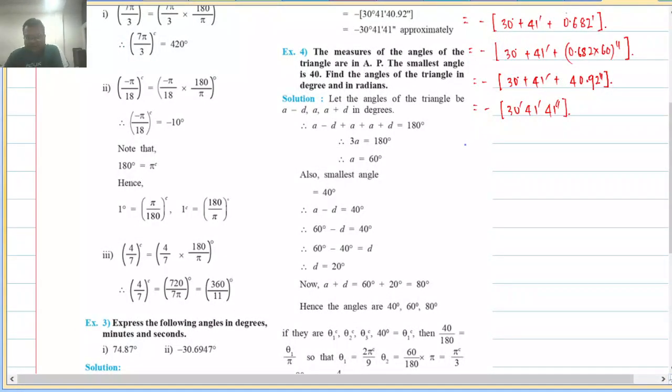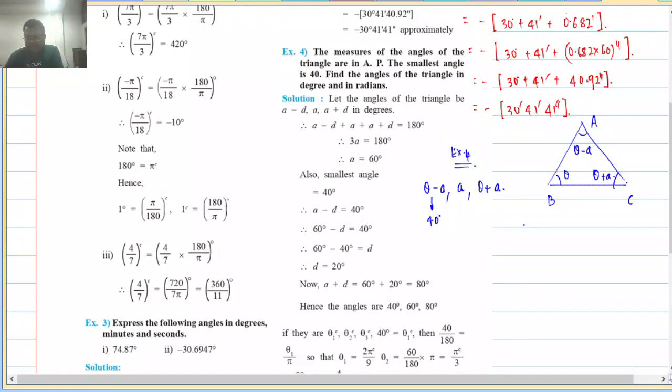Now let's look at question example 4. Example 4. The measures of the angles of a triangle are in AP. So you have angles of a triangle. Suppose triangle is ABC. So angles are theta minus a, theta, and theta plus a. If you have to take 3 angles in AP, we take them as theta minus a, theta, and theta plus a. Okay. The smallest angle is 40. Find the angles of a triangle in degree and in radians.